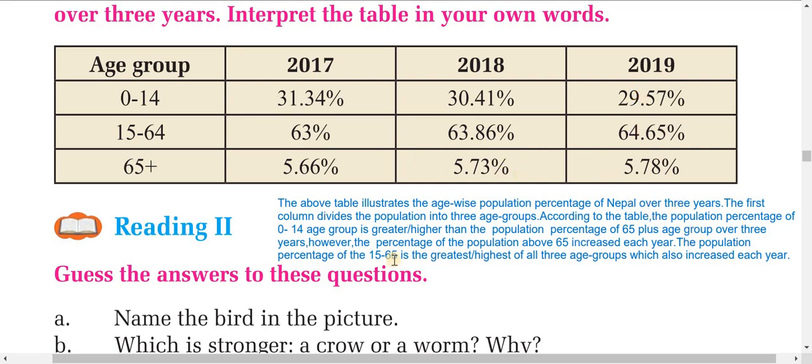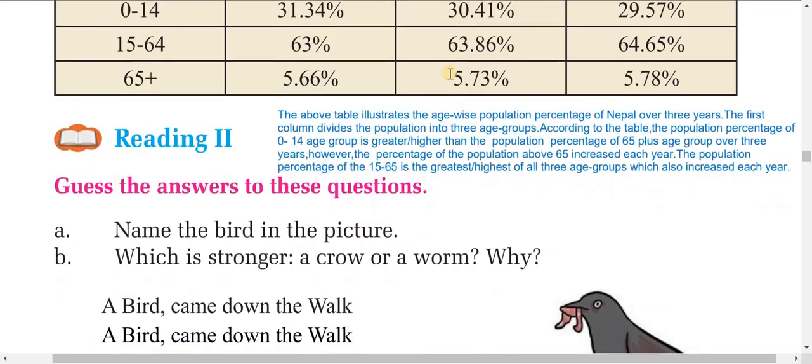And finally, the population percentage of the 15 to 65 is the greatest. So whose population percentage appears the highest? Okay, here you can write was greatest. If you want to talk about the past, we can say was here. The population percentage of the 15 to 65 was the greatest and highest of all 3 age groups in each year, in every year, or in all years, which also increased each year. It has increased too. So you can write in this way.